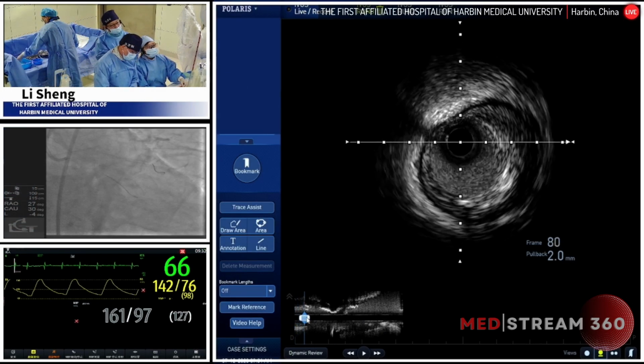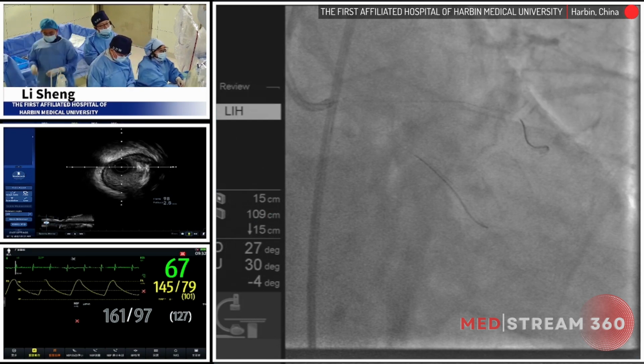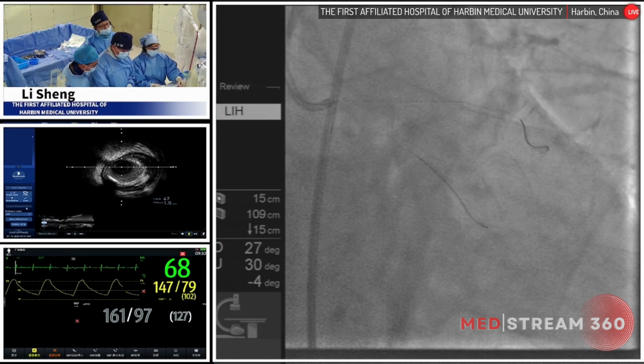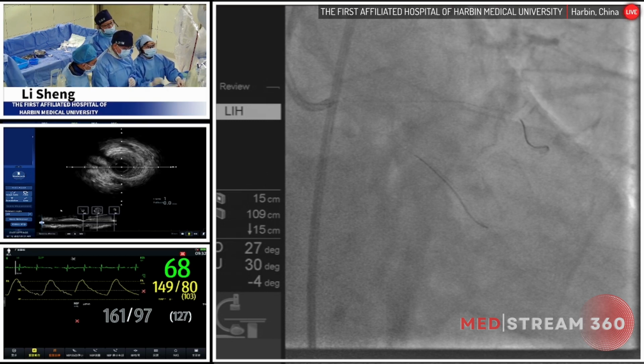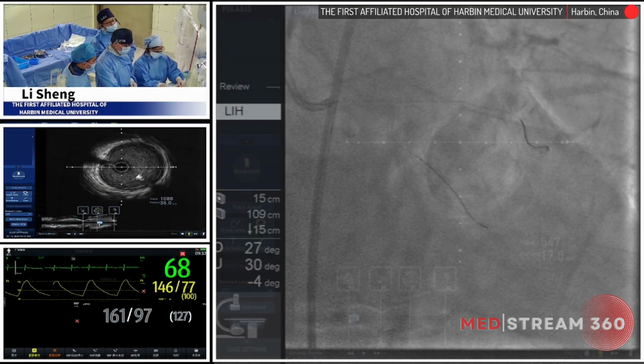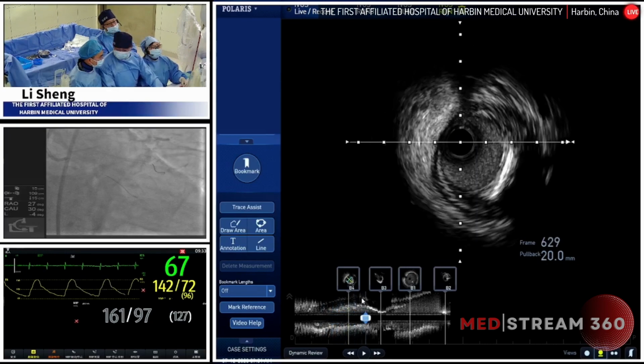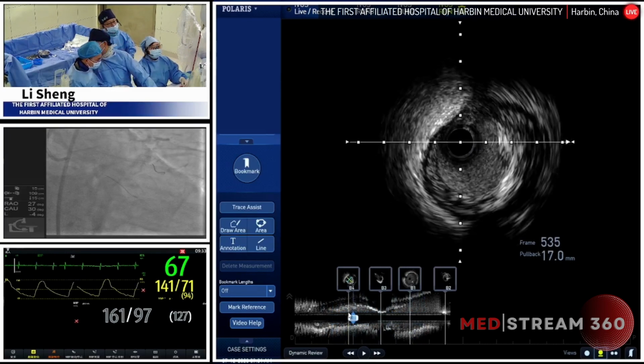Dr. Sheng, do you think the pre-treatment with the NC balloon is good enough? Right now, is it the right time to put the stent? From the angiography, the balloon is very well expanded. So maybe now we can try to put the stent. I think maybe we should put two stents in LAD and left main.